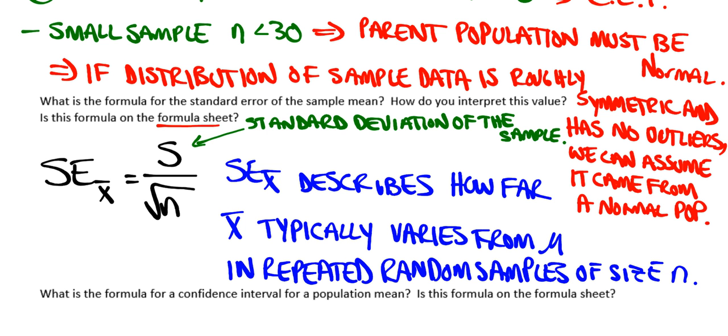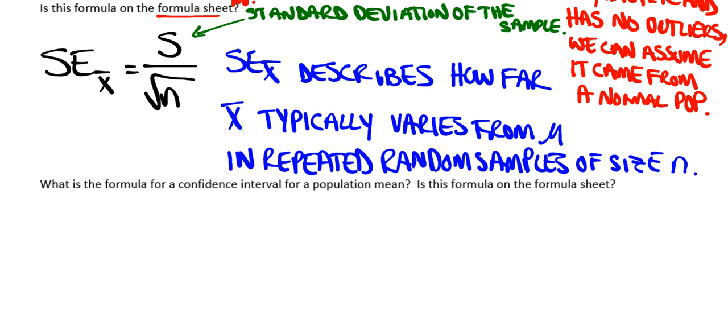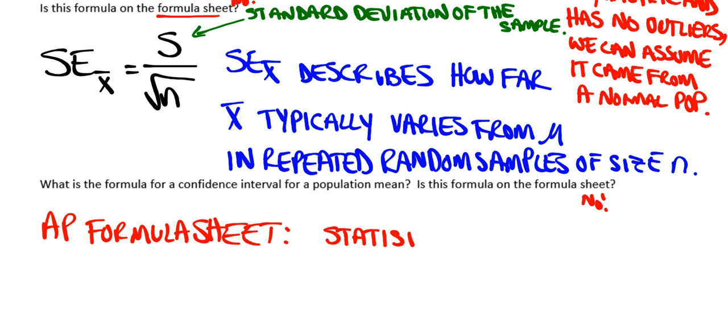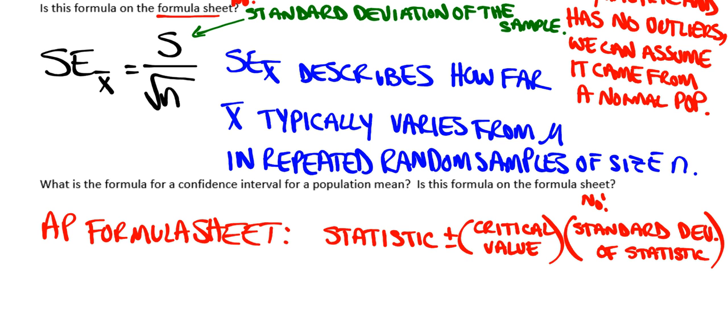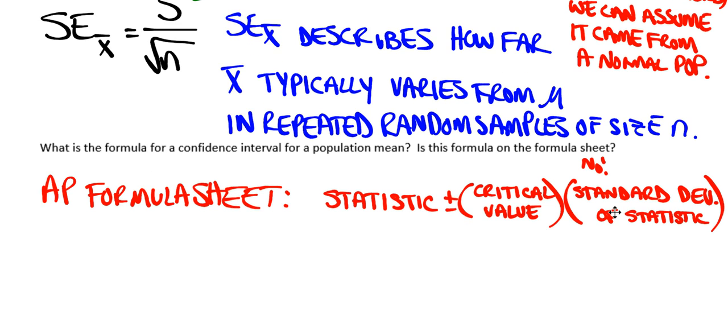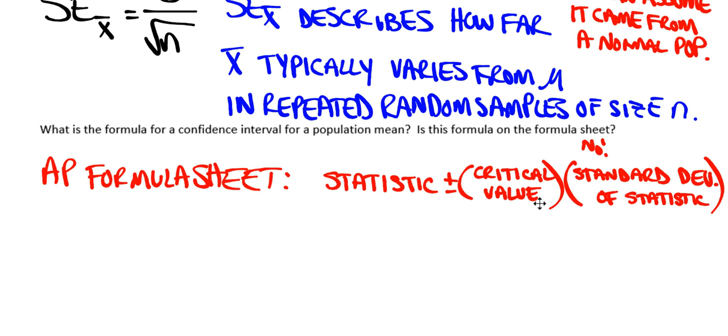This formula is unfortunately not on the formula sheet, nor is the formula for the confidence interval for the population mean. What is on the AP formula sheet is this formula here. It says statistic plus or minus the critical value times the standard deviation of the statistic. And so that's the general confidence interval formula that you're going to have to use to apply it to both proportions and means. So if it was for proportions, we would have our p-hat, our z-star, and then the standard error formula.